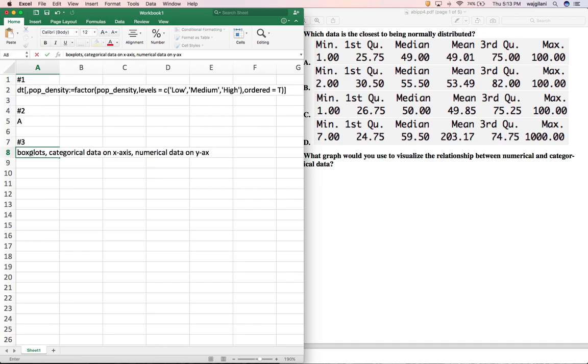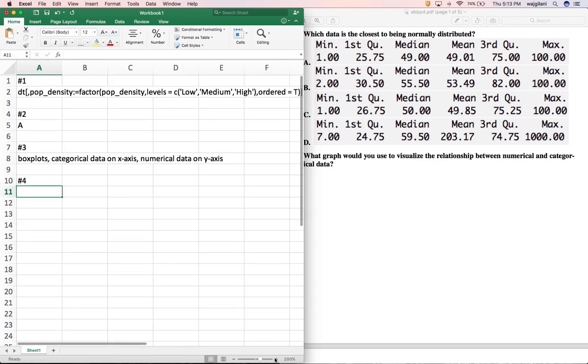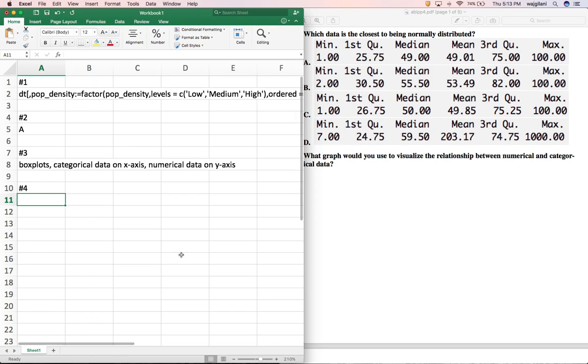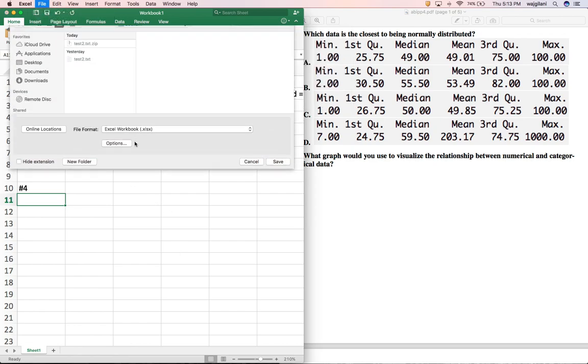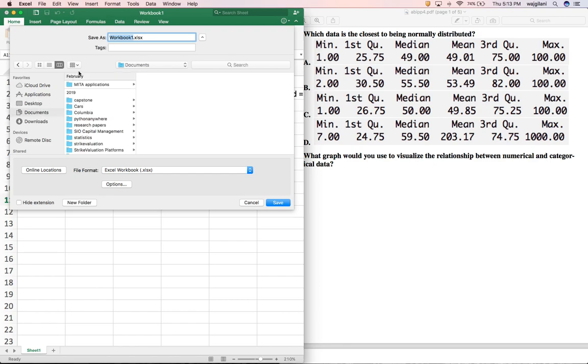All right. That's a little bigger. So hold on, let me save this file. Save as, just so I don't lose that. Documents.